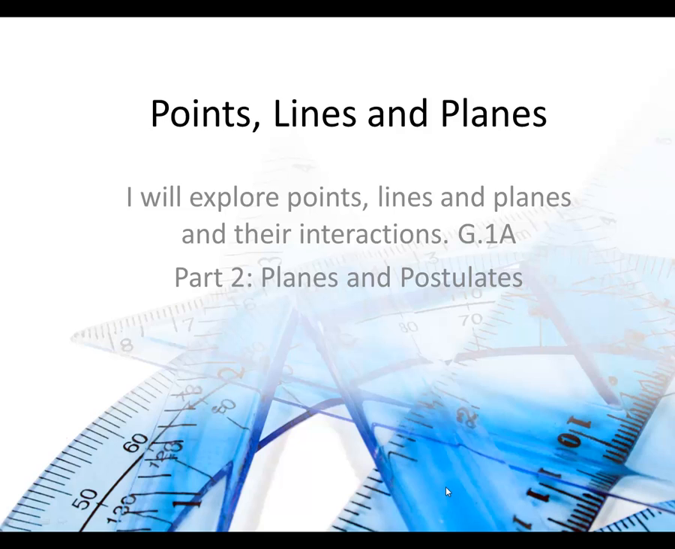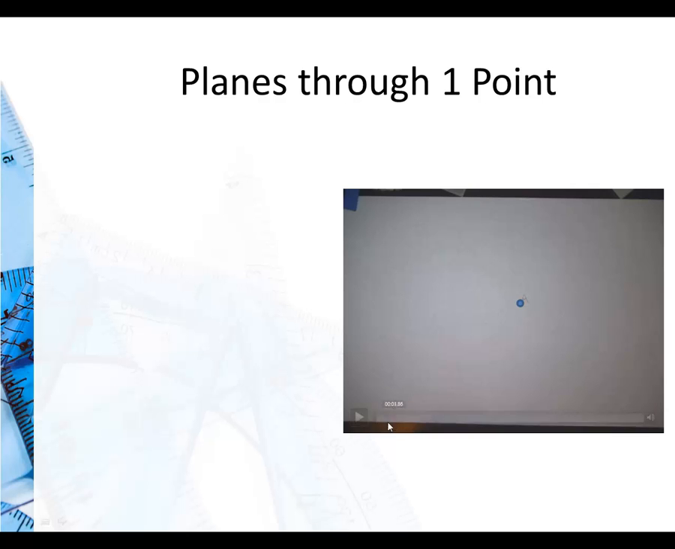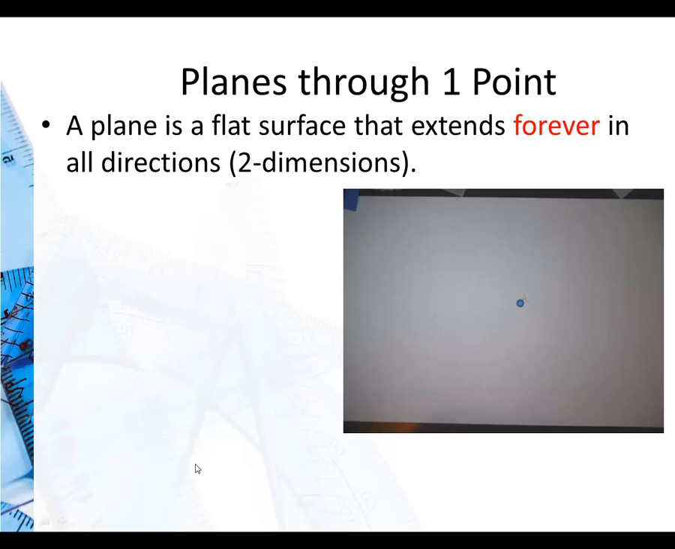Here we will look at planes and also points and lines that intersect or are in those planes. A plane is a flat surface that extends forever in all directions, 2 dimensions.